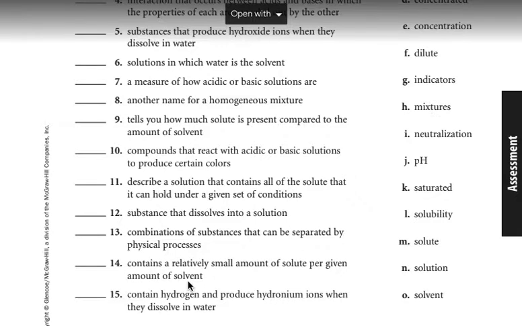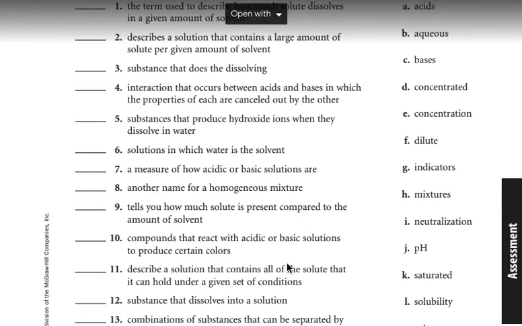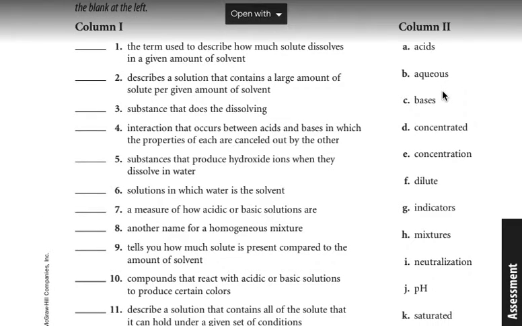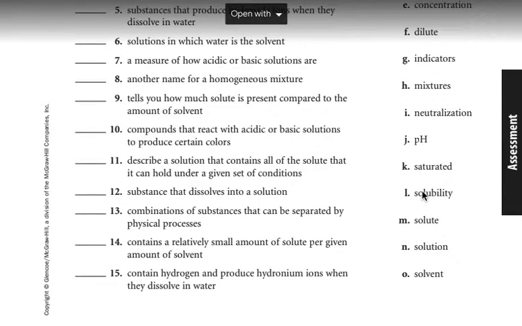Number 14, contains a relatively small amount of solute per given amount of solvent. If a large amount was concentrated, what would a small amount be considered? That would be F, dilute. F is dilute. Number 14 is dilute, something that doesn't have a large amount of concentration. For example, if I'm concerned about giving my kids too much sugar in something that they're drinking, I could put water into it. So instead of giving them pure juice that has a ton of sugar in it, I could split it with water and cut that down and dilute it in that example.